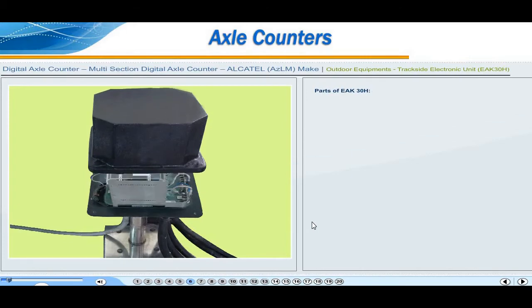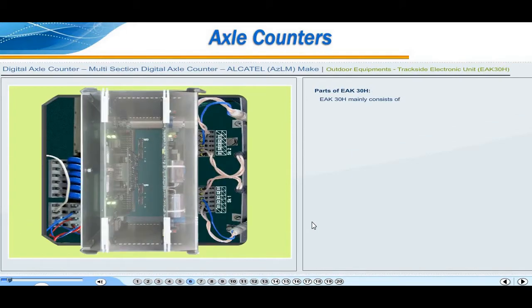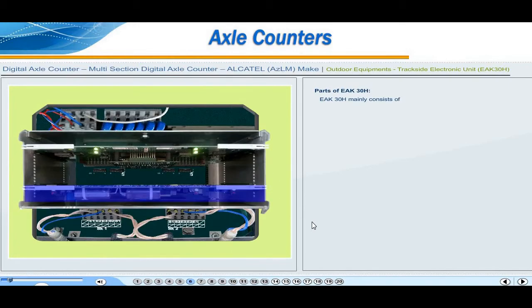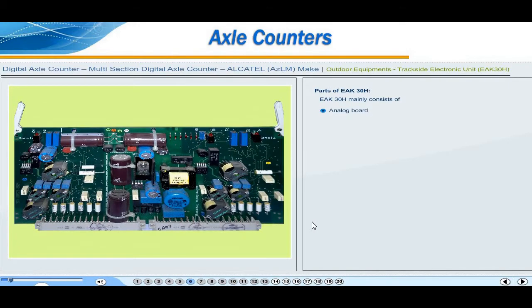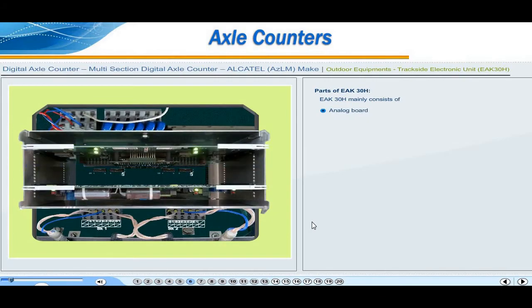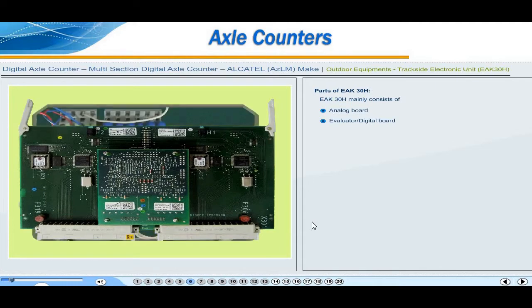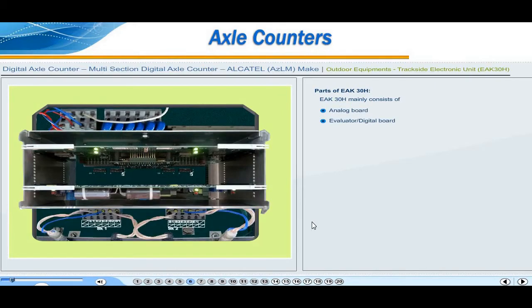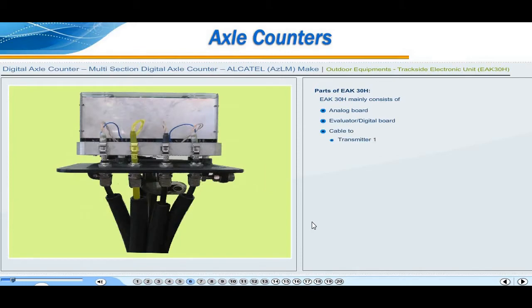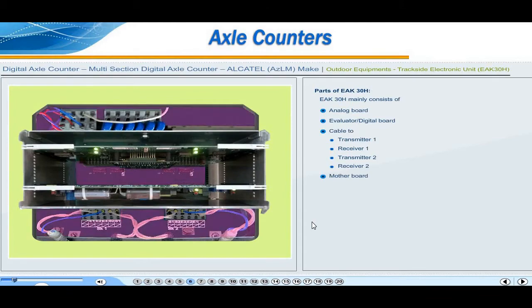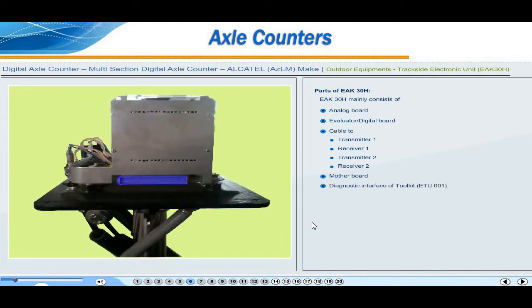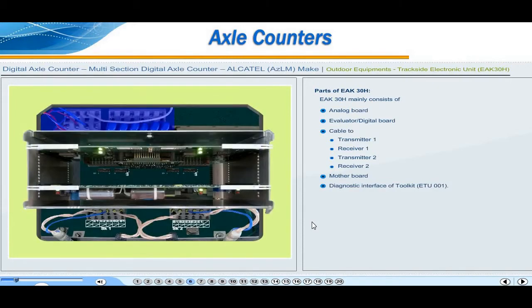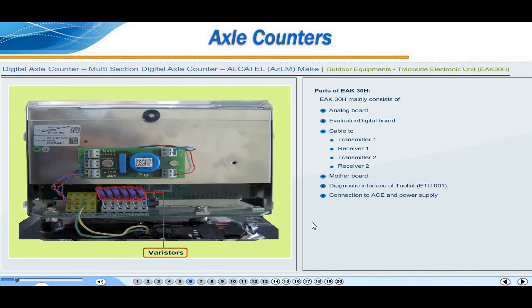Parts of EAK30H. EAK30H mainly consists of analog board, evaluator or digital board, cable to transmitter 1, receiver 1, transmitter 2, receiver 2, motherboard, diagnostic interface of toolkit, that is ETU001, connection to ACE and power supply.